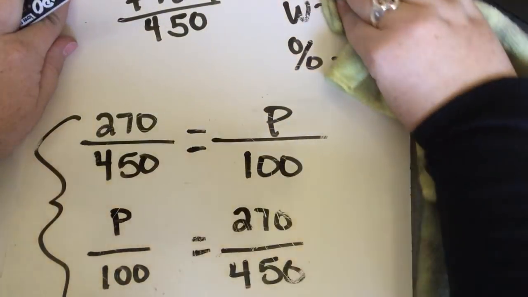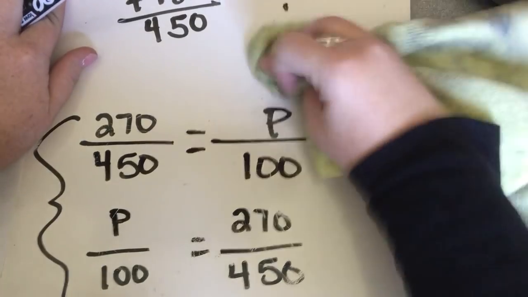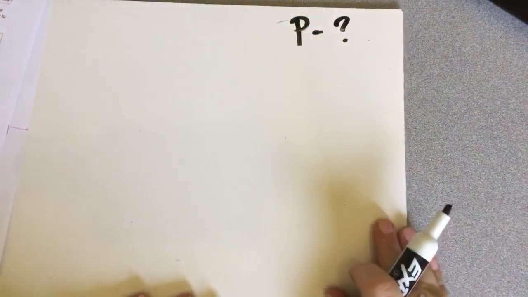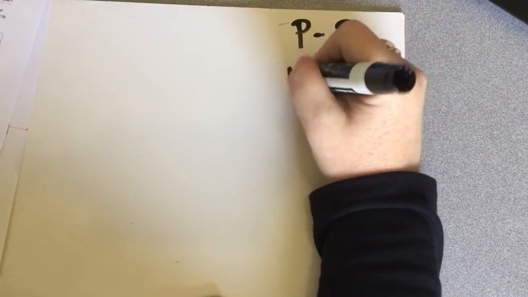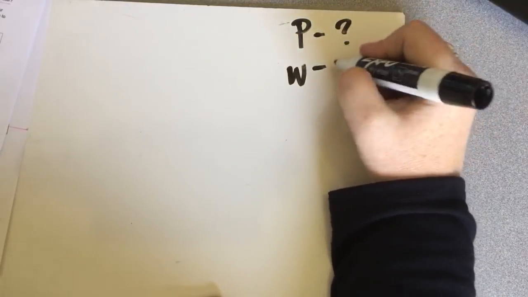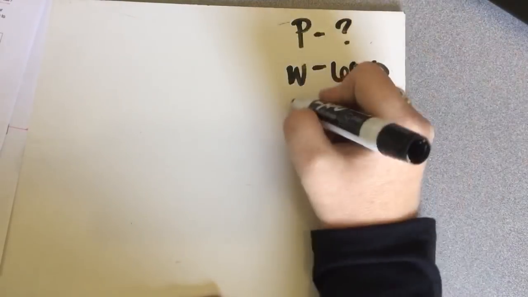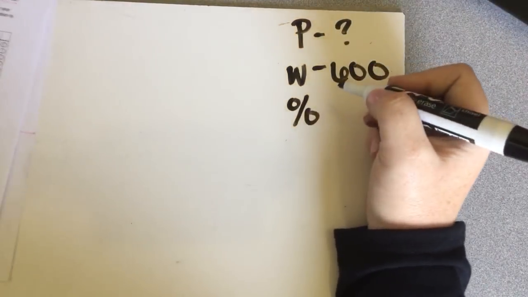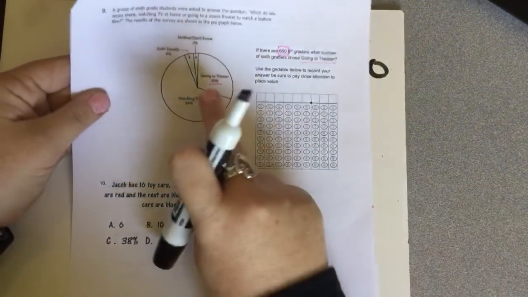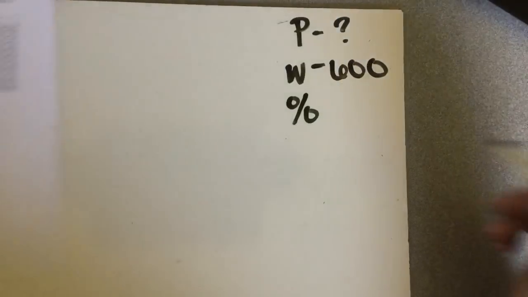We're going to use this same piece because we're still doing part, whole, percent. Okay, so my part is what we're looking for. They want to know the number of students that chose the theater. And we have our whole, which is 600 total students. Then my percent, I got from the pie graph, which just says there are 30%.